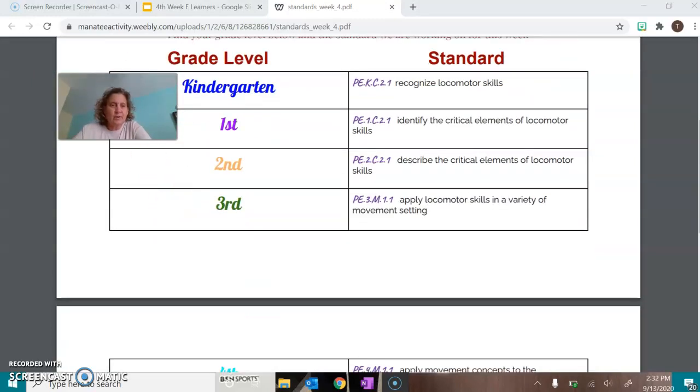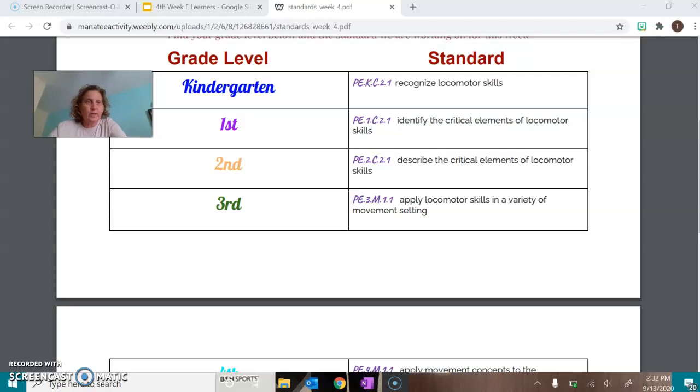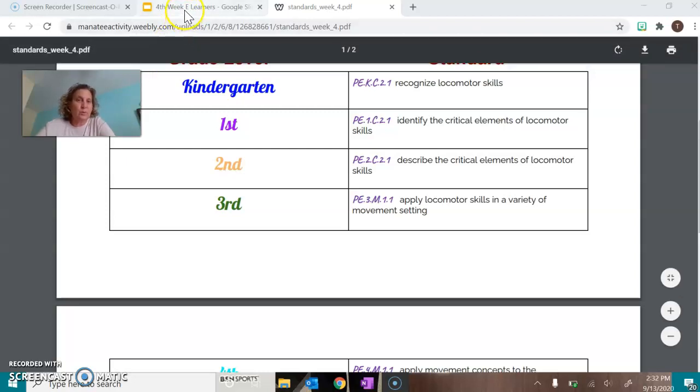So my second grade friends, you are working on describing the critical elements of locomotor skills. First grade, you are identifying the critical elements of locomotor skills. And kindergarten, you are recognizing the locomotor skills.